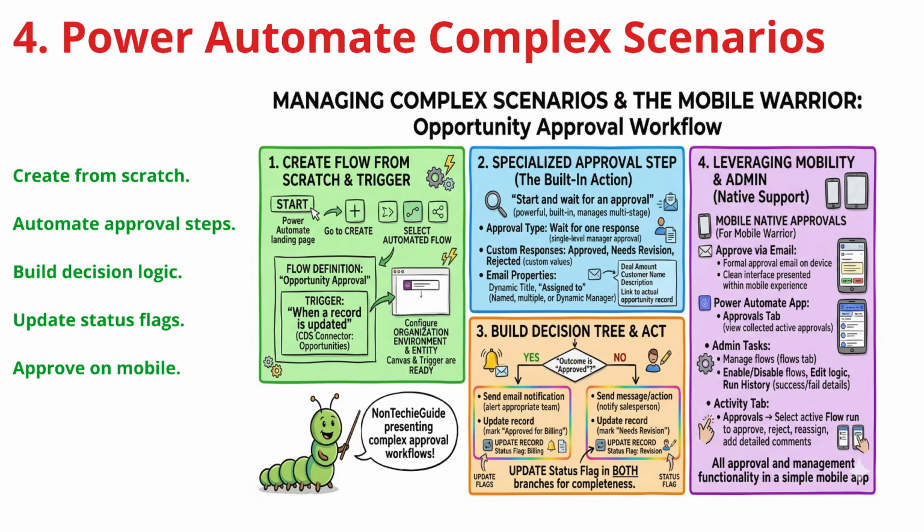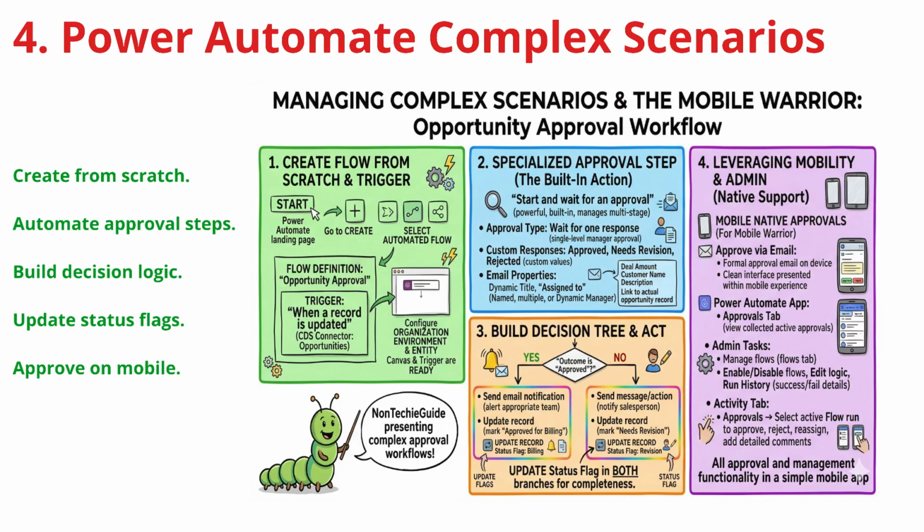We configure this to wait for one response and set custom options like approved or rejected. We add dynamic properties like the deal details and a link to the record directly into the email context for easier review. The heart of the workflow is the decision tree.